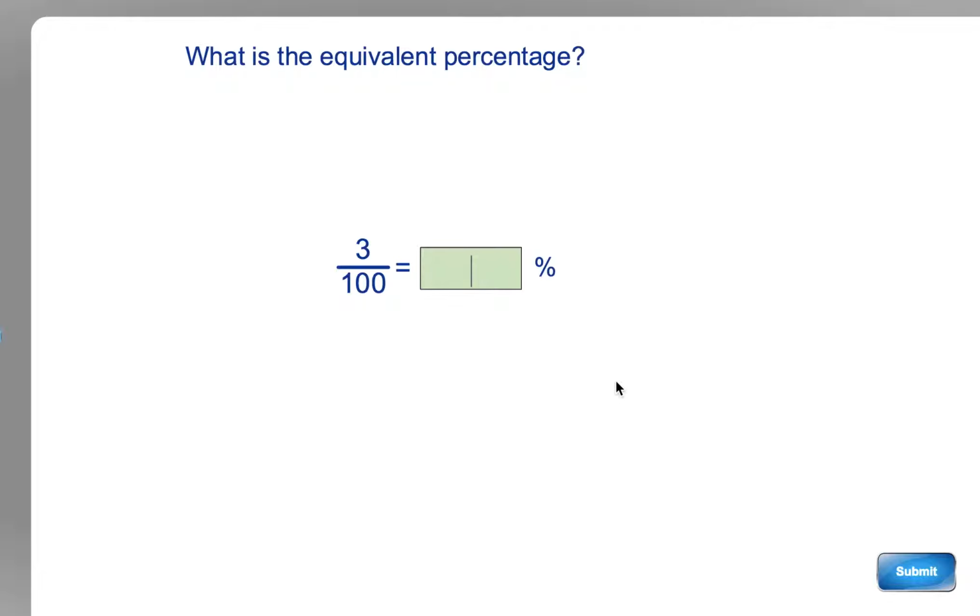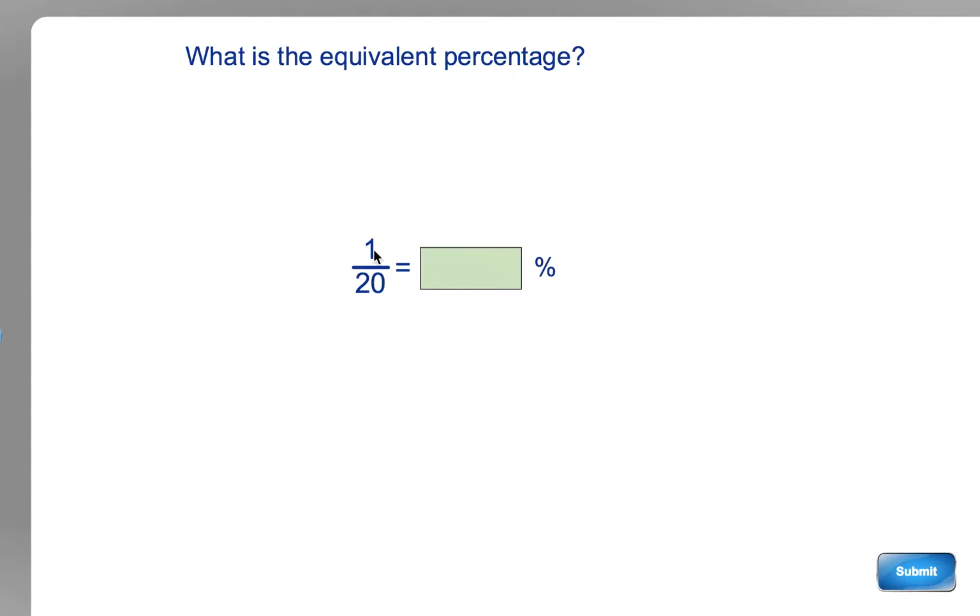Modelling percentages is an activity you should do last after you've done the other decimal and percentage activities. It uses lots of different skills. In this example, it's asking you for an equivalent percentage as a fraction. 3 out of 100, you should know after doing other fractions activities and decimal activities that all percentages are out of 100, so 3 out of 100 is the same as 3%.